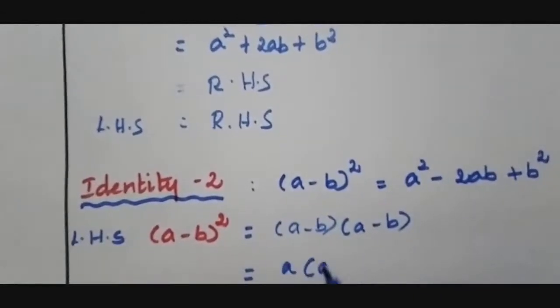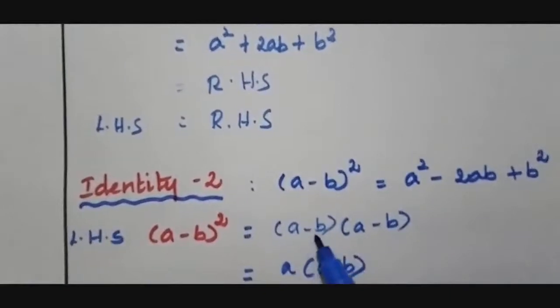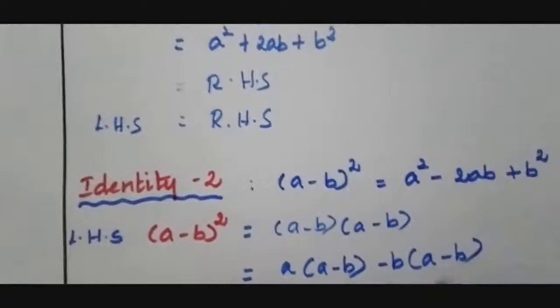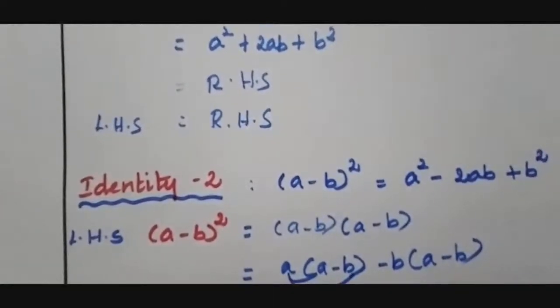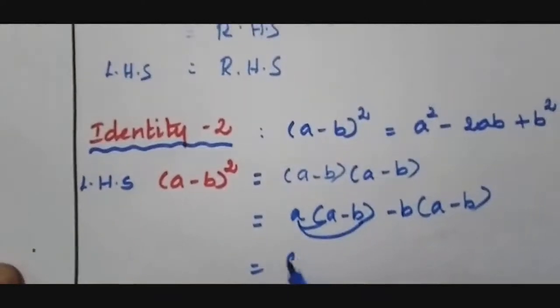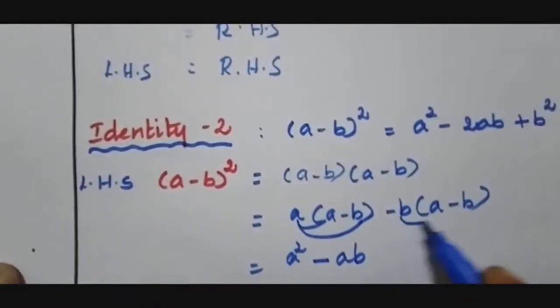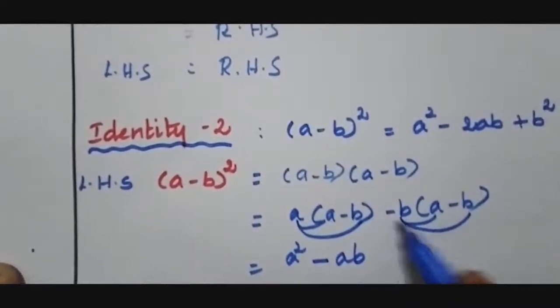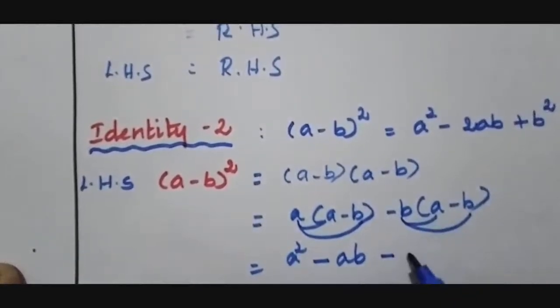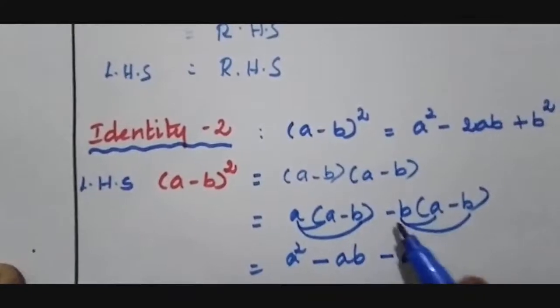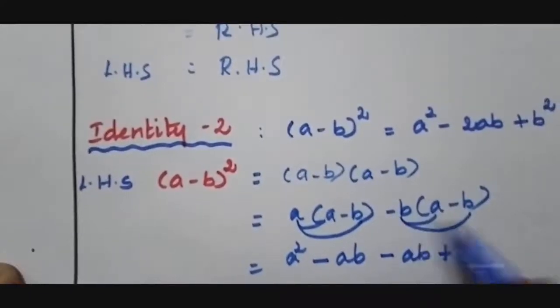A into a minus b. The second term is minus b into a minus b. Multiply this a with the terms inside the bracket. A into a is a square, plus into minus minus, a into b is ab. Multiply this minus b with the terms inside the bracket. Minus into plus is minus, b into a is ba, which is also equal to ab. Minus into minus plus, b into b is b square.